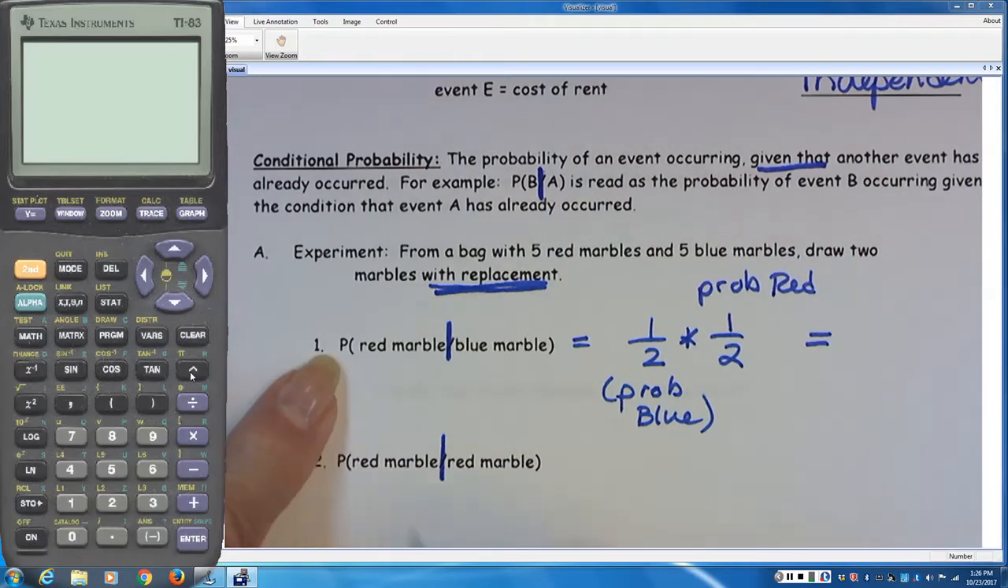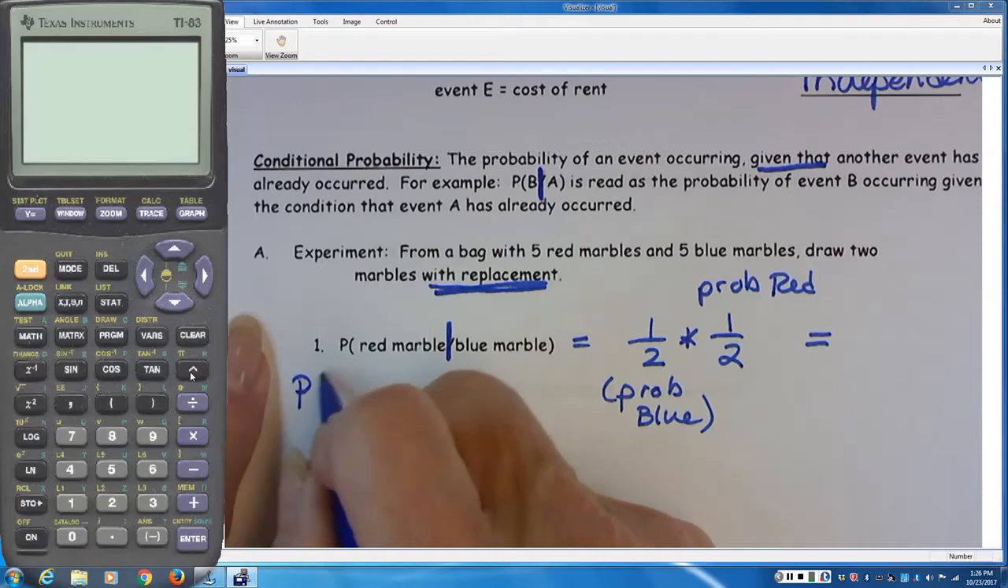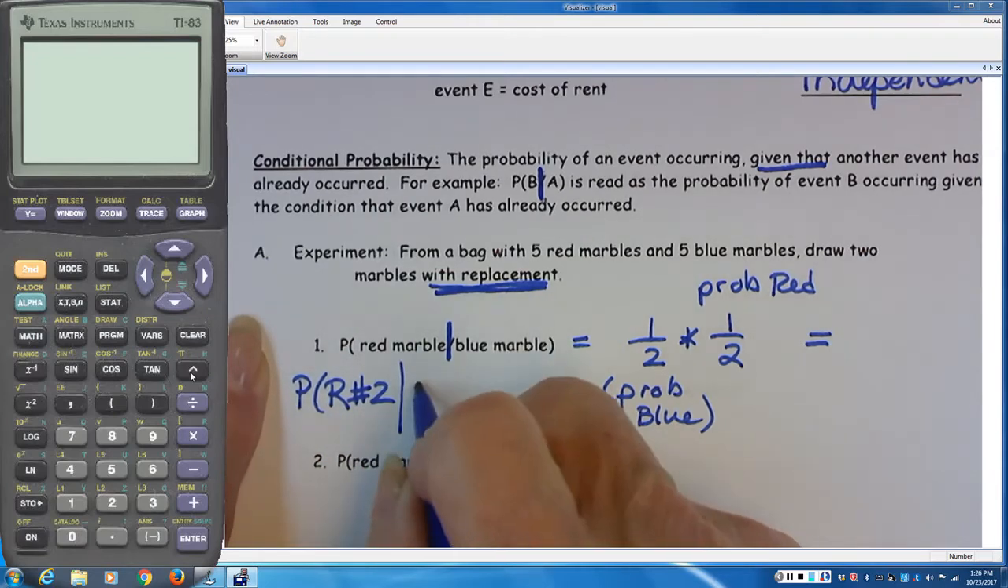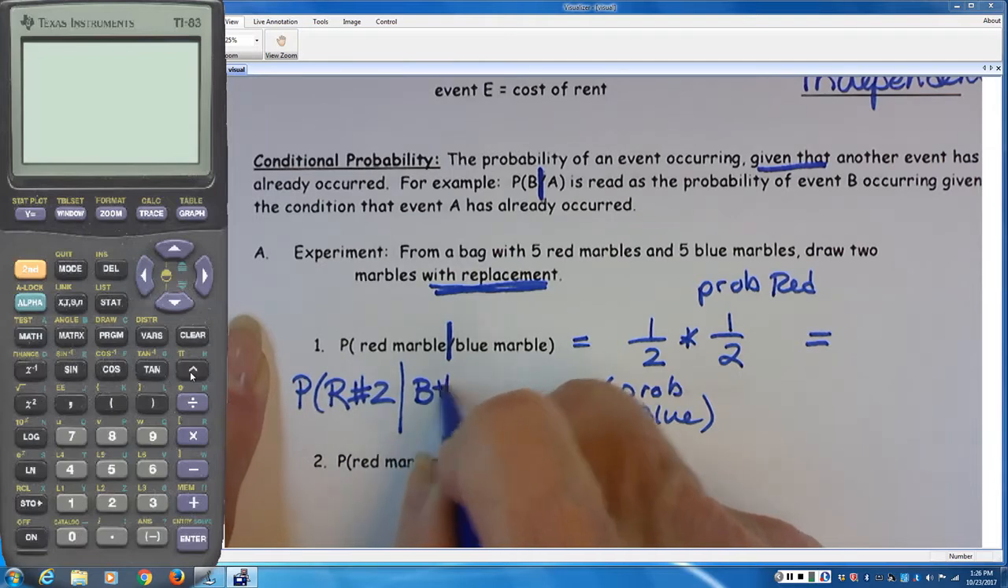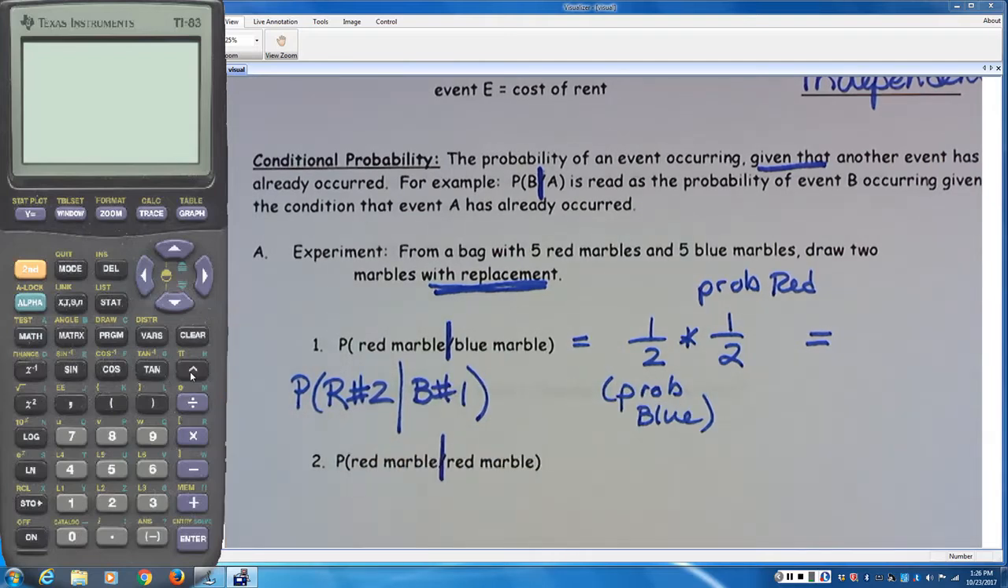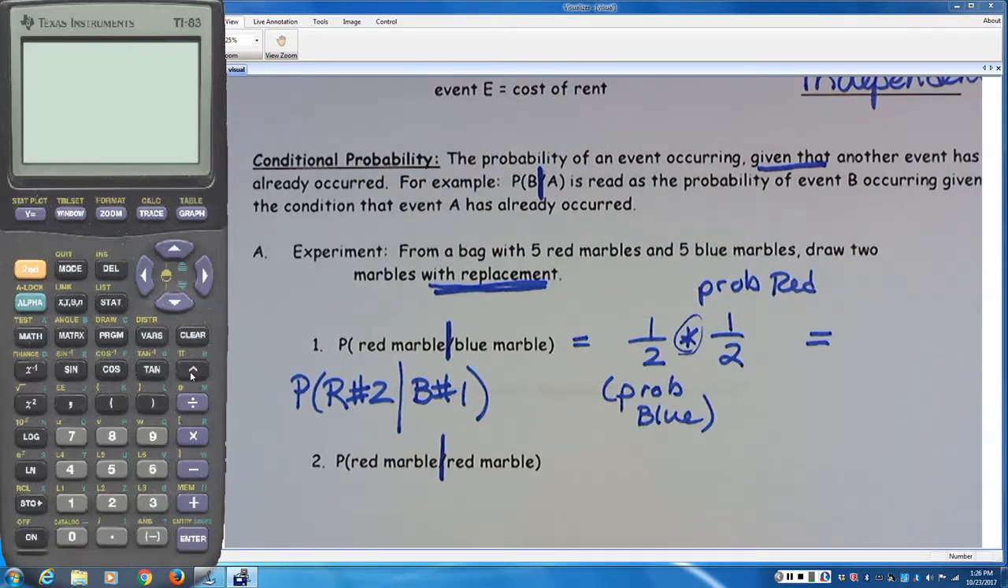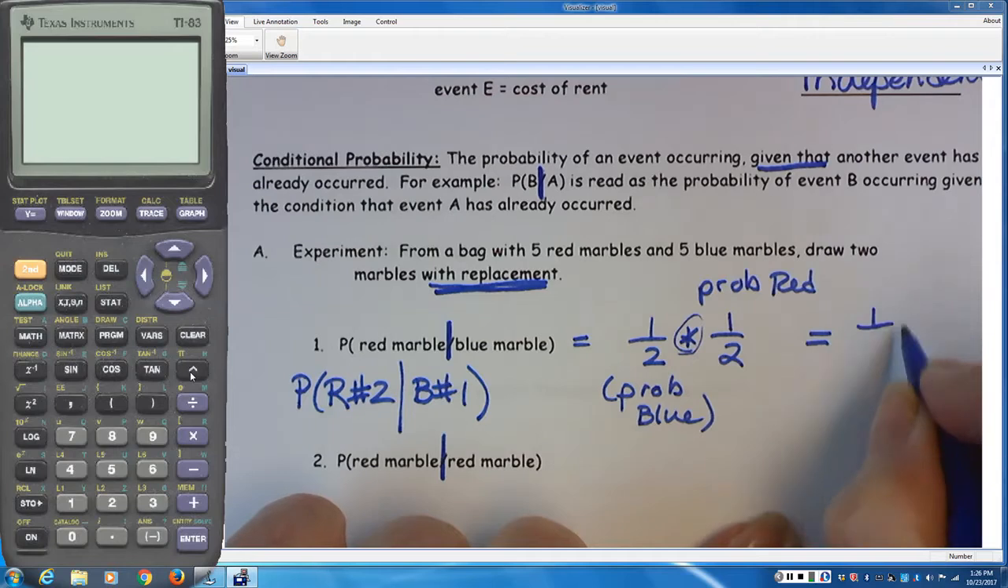Because the way you should think of this is the probability of red on the number 2 draw given that you got blue on the number 1 draw. But you have to have both. It has to be a blue on the first draw and a red on the second draw for that to happen. And "and" is what tells you you multiply. You're going to have to think through these in words. Probability of this happening and then this happens. Okay? So that's going to be 1 out of 4.